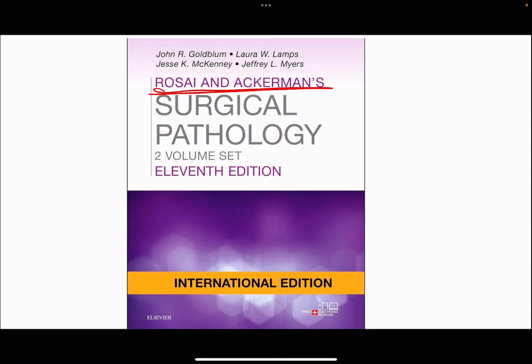It is a two-volume set. It gives in detail the microscopic features of each and every organ, with high and low power microscopic images of each organ system and organ tissues, and also a very detailed description of each and every disease. Even our faculty members, for reporting, refer to Rosai and Ackerman's Surgical Pathology for the descriptions.